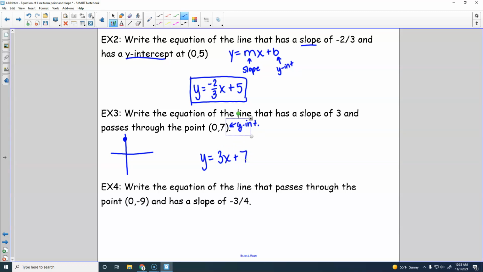All right, if we look at example 4, it tells us to write the equation of the line that passes through (0, negative 9) and has a slope of negative 3/4. Is (0, negative 9) a y-intercept? Okay, how do I know that it's a y-intercept, Katie? Okay, a 0 in the front. If I graph this, I go left to right 0, I go down 9. It's on the y-axis, right? So this is my y-intercept. So Peyton, what's that equation going to look like? y equals negative 3/4 x minus 9. Perfect.